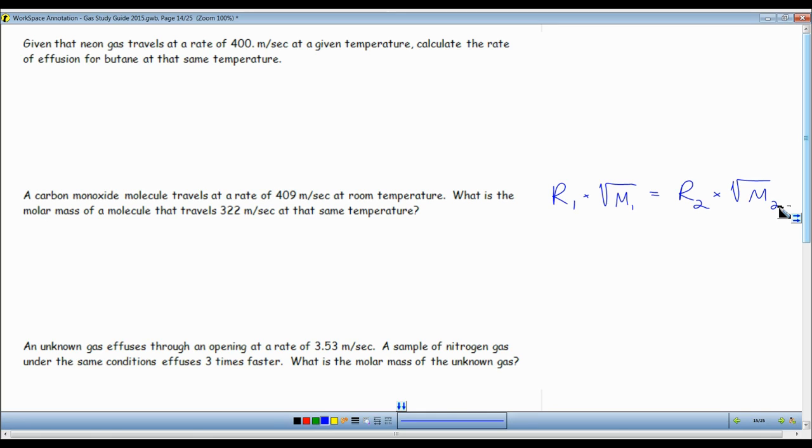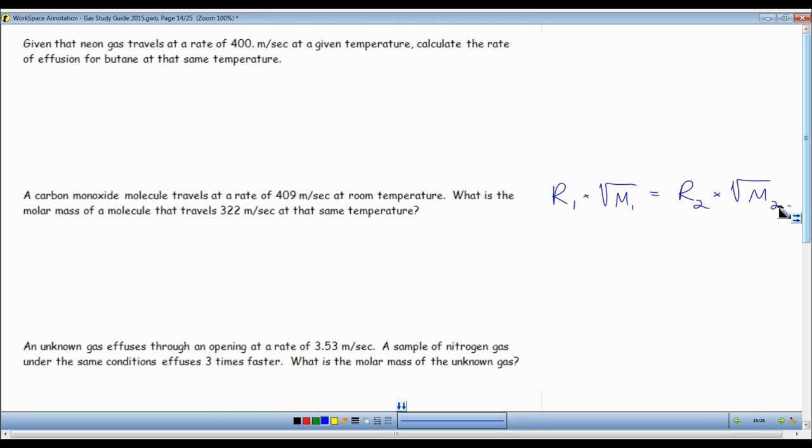Okay, given that neon gas travels at a rate of 400 meters per second at a given temperature, calculate the rate of effusion for butane at that same temperature. Okay, so we do have to compare these gases under the same conditions. So they have to be at the same temperature and pressure.